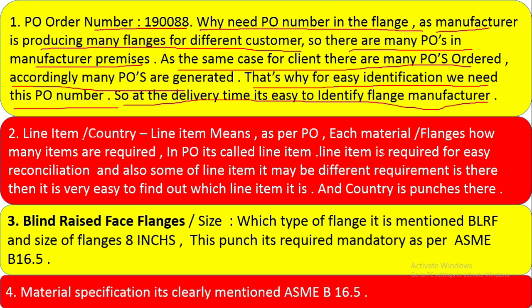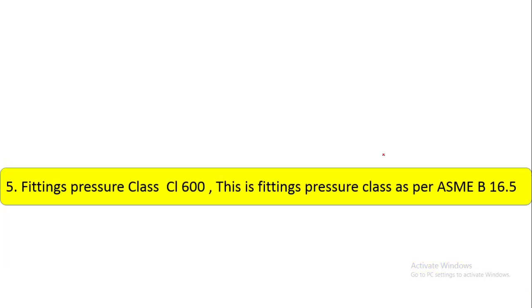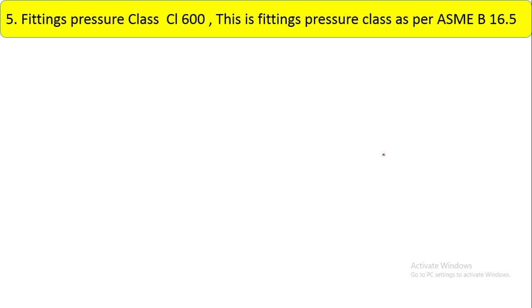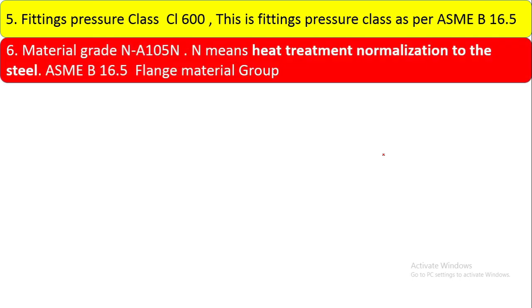Fourth is the material specification. It is clearly mentioned ASME B16.5, so you should mention the material specification ASME B16.5 in the flange marking. Now fifth is the fitting pressure class. Class 600 is the fitting pressure class, as per ASME B16.5.